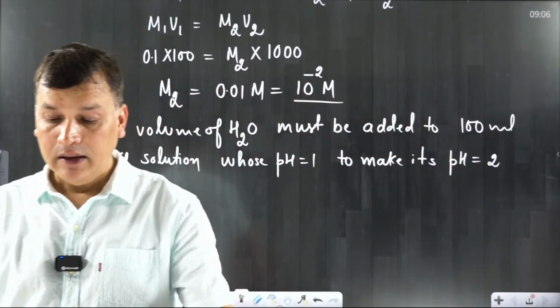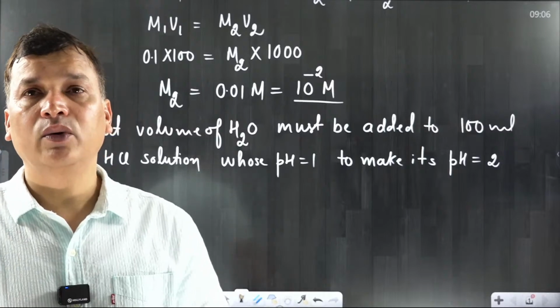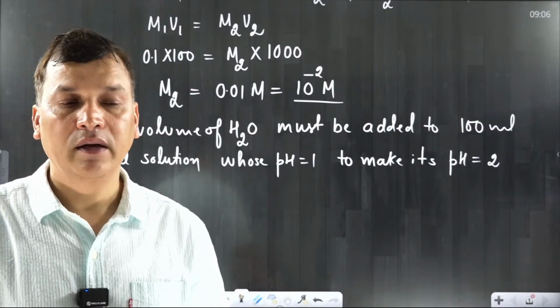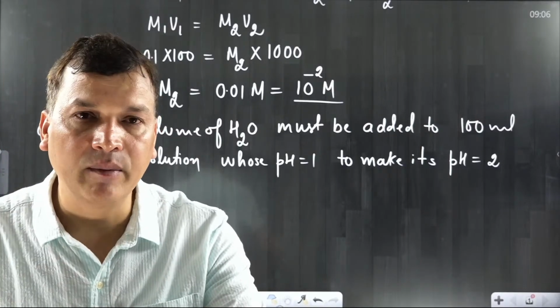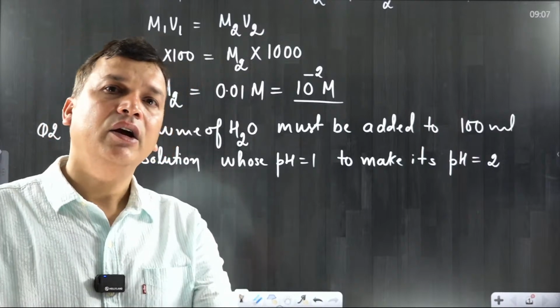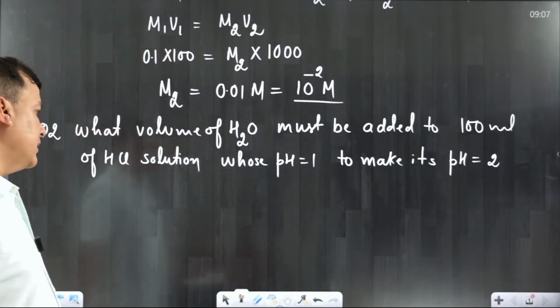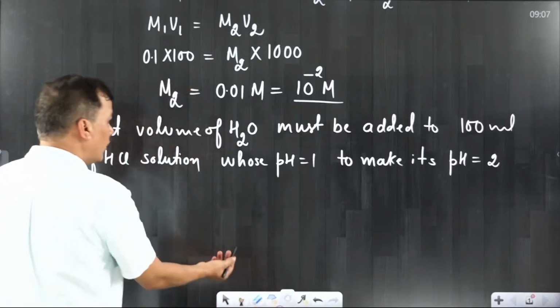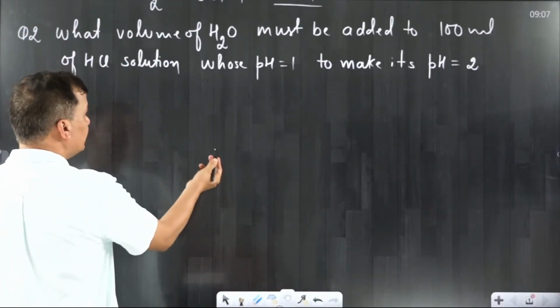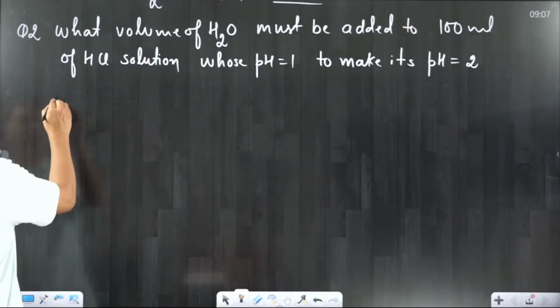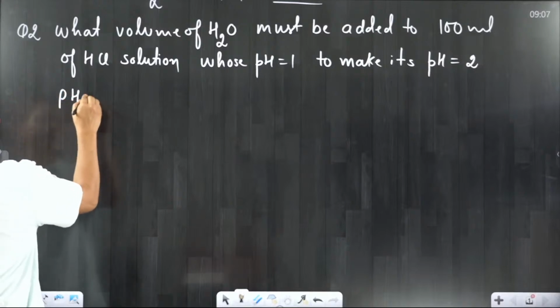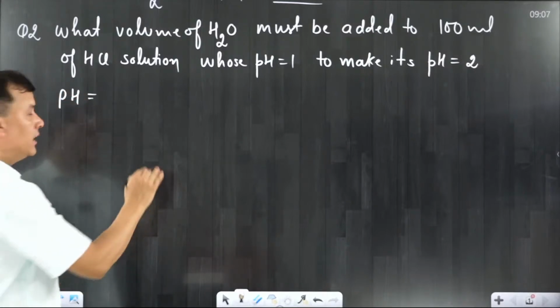We have 100 ml of HCl solution whose pH is 1. We have to add a certain amount of water to it in order to make its pH equal to 2. So here I am writing, we are given the pH. What is the pH before dilution?